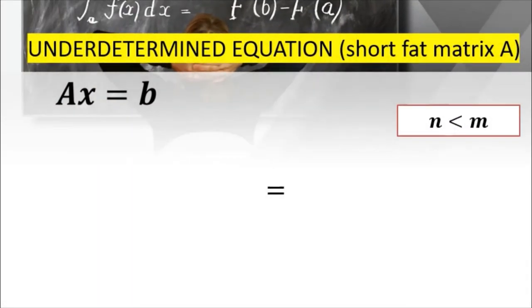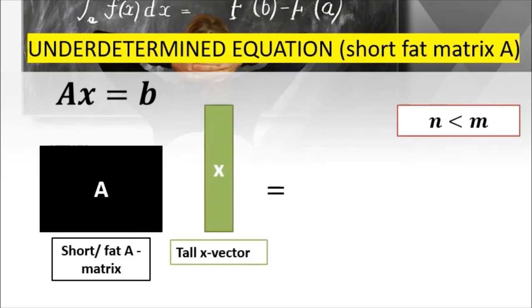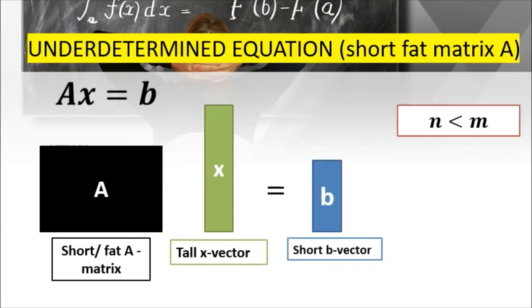First, we have the underdetermined equation, which we will call a short fat matrix A, which is stated that n is less than m, or the number of rows is less than the number of columns in the matrix. We have a diagram to explain the underdetermined equation. First, we have the short, fat A matrix, multiplied by a tall x vector, equal to the short B vector.